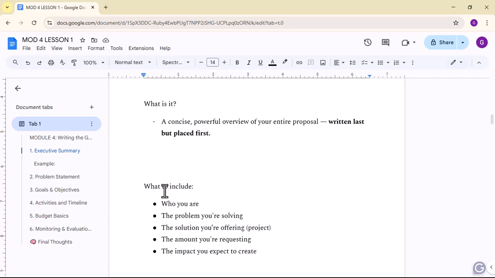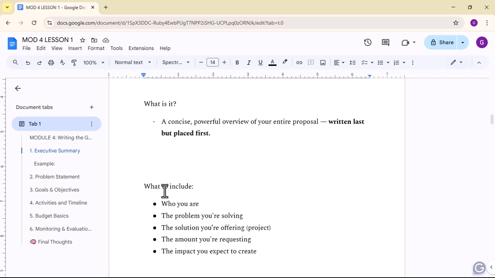So, what to include in your executive summary? Who you are. Remember, the executive summary is a summary of what your project is all about, a concise, powerful overview of your entire proposal. It talks about who you are, it talks about the problem you are solving, it talks about the solution you are offering, that is your project.